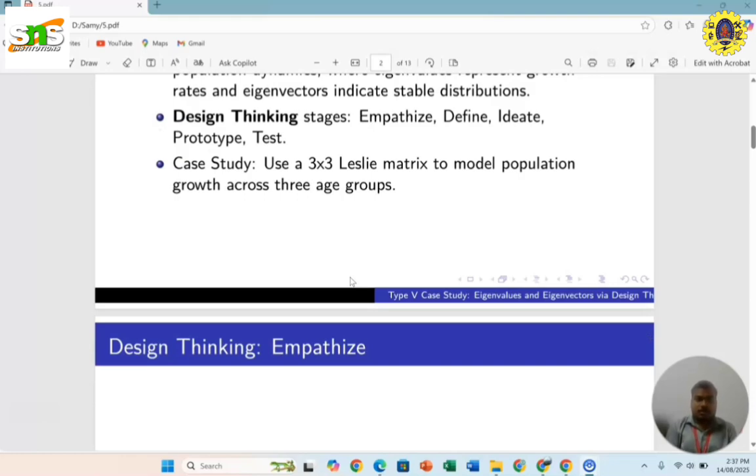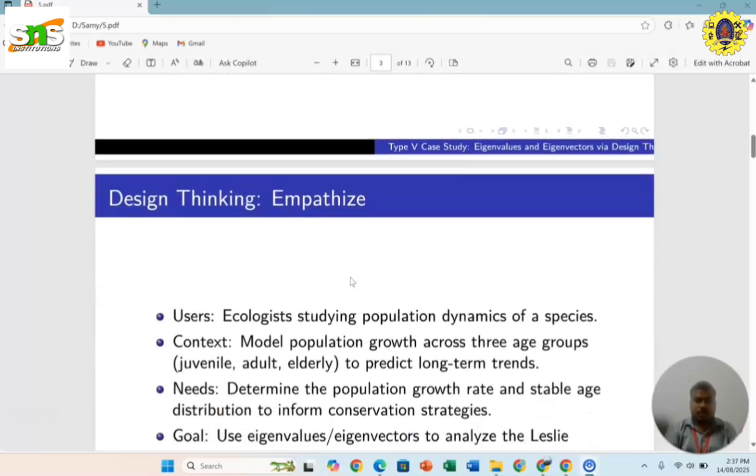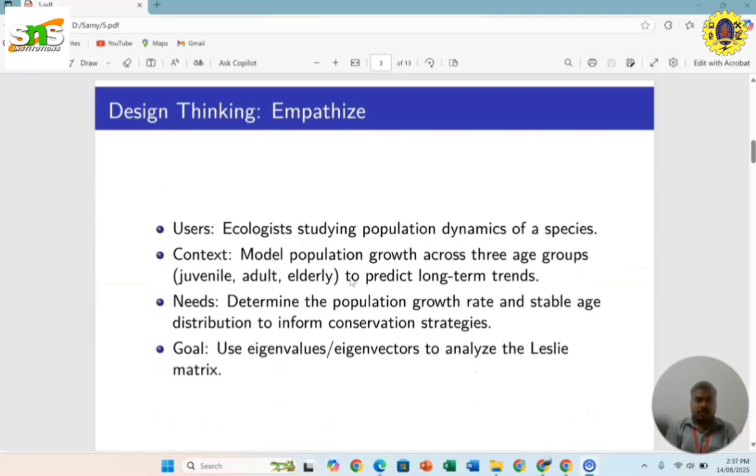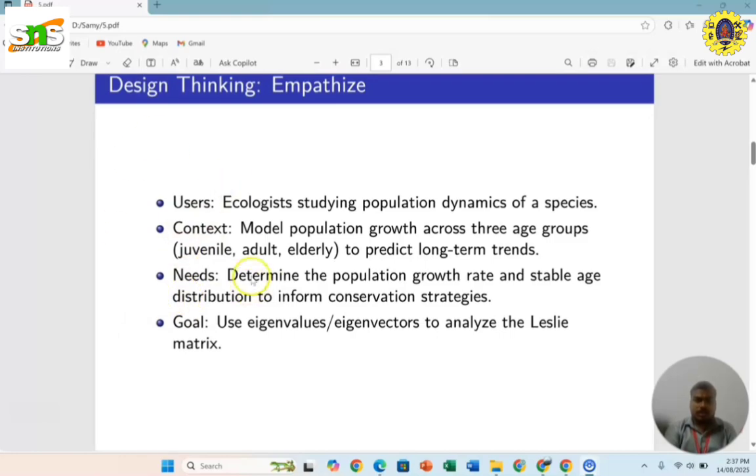The case study uses the Leslie matrix to model population growth across age groups. Empathize: the user is an ecologist studying the population dynamics of a species. For this, we model population growth across three age groups, juvenile, adult, and elderly, to predict long-term trends, that is, the population growth.